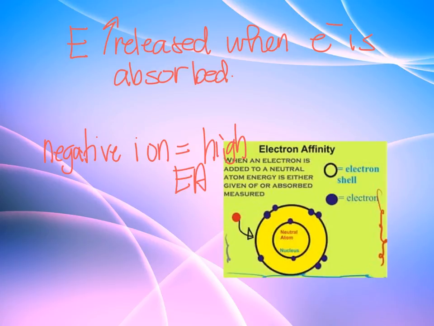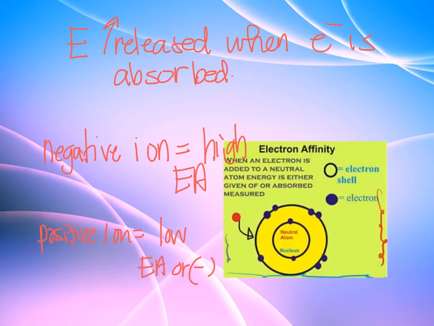If you have something that wants to be a positive charge or a positive ion, it's going to have a very low electron affinity and can even be negative, because it does not want to gain the electron. The energy given off is very low. It does not want to gain the electron, so it wants to stay positive.